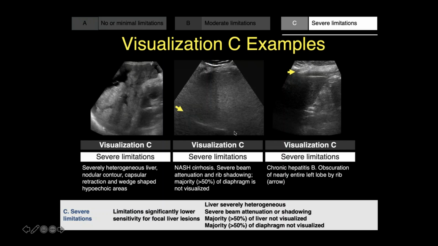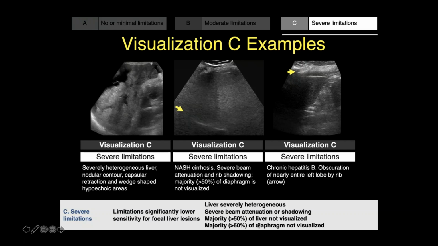Another example of a different patient with severe limitations. In this patient, they have such severe beam attenuation from their NASH cirrhosis that we're not seeing a large portion of their diaphragm, over 50%. These thresholds between B and C, I think, are a little bit vague, I have to admit, but at this point, these are the thresholds that we have set.